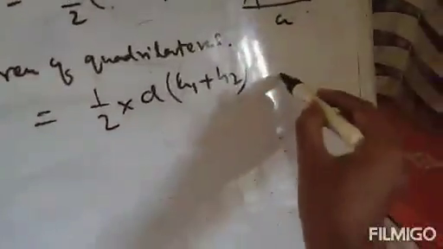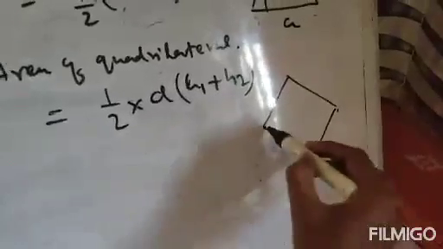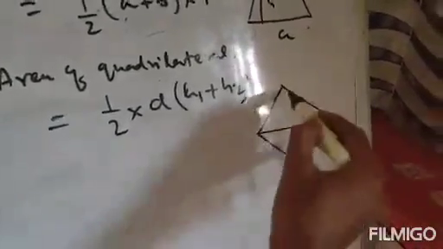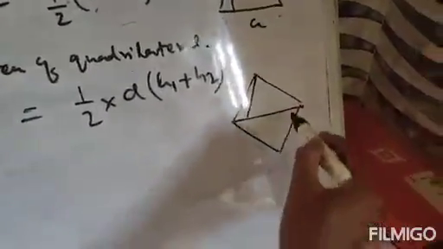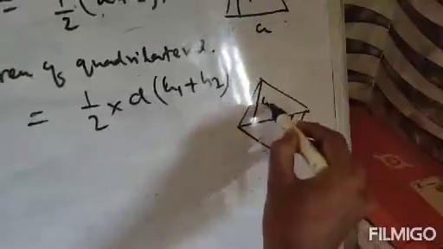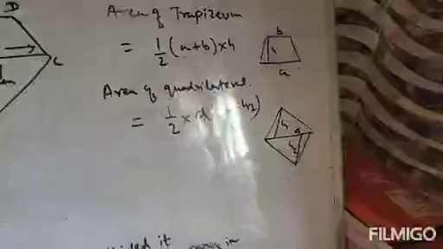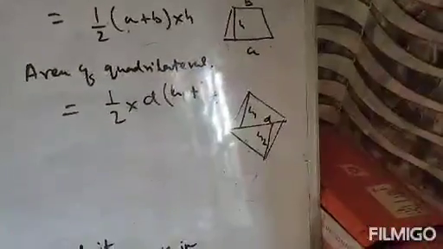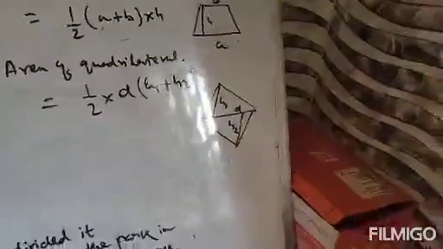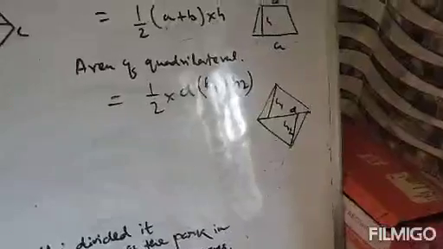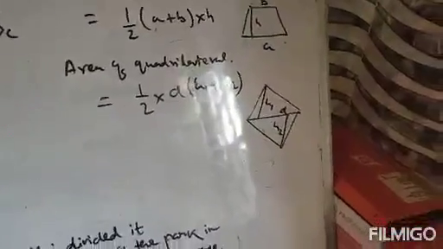Suppose this is a quadrilateral and this is the diagonal. This is h1 and this is h2, these are the heights, and this is the diagonal. So it is a quadrilateral. We will find the area by putting in this formula: half into d into h1 plus h2. That is half into the diagonal into the sum of the altitudes, or sum of heights.